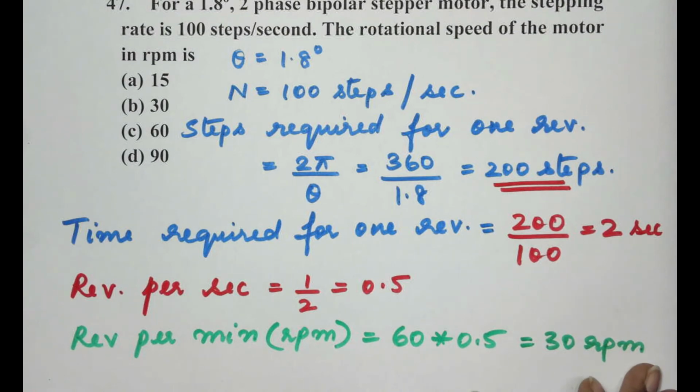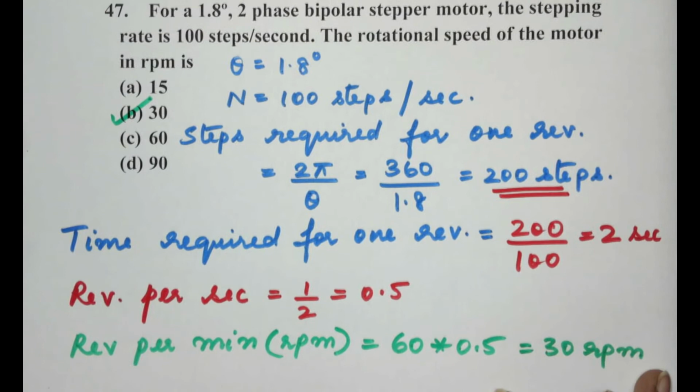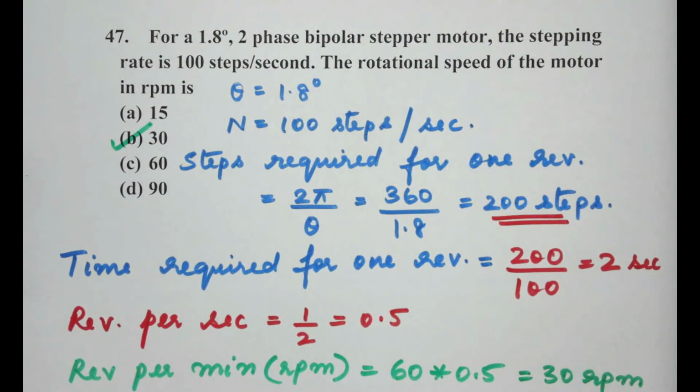So that's 30 RPM, which matches option B. So for this question, the final answer is option B, 30.